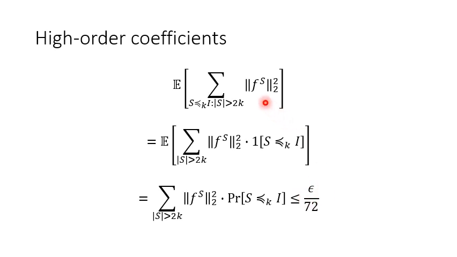So by Markov inequality, the probability that this sum will be smaller by epsilon over 4, which is much bigger than this, is at least 17 over 18, as required from the proposition. So now we will go on to the next one.